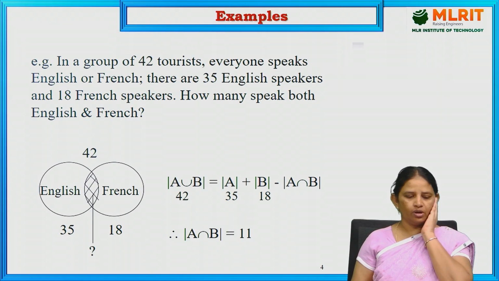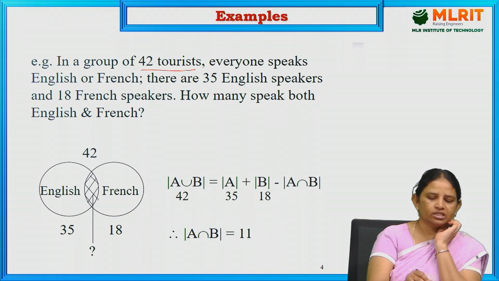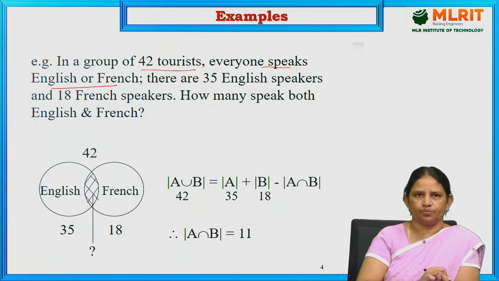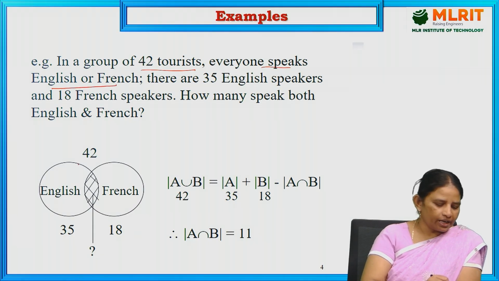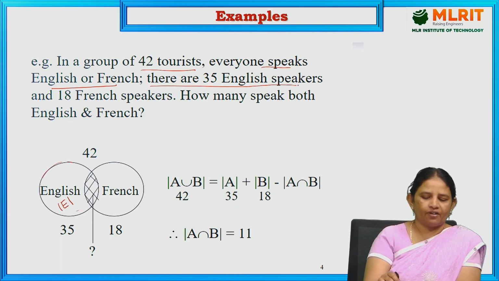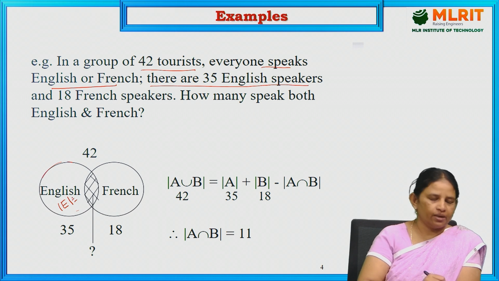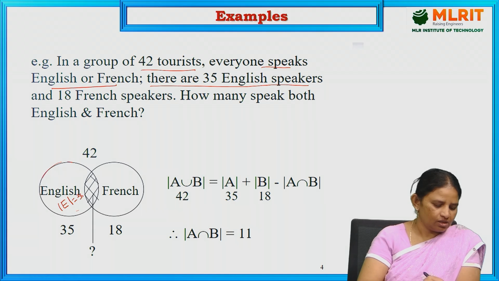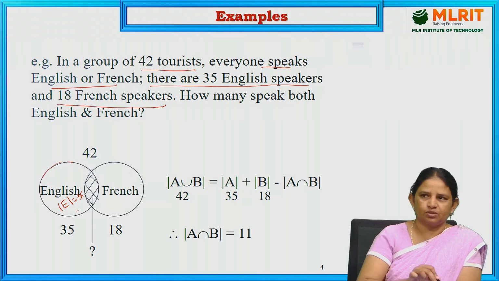Consider the example. In a group of 42 scientists, everyone speaks English or French. For English, we consider one set. This is called mod E. There are 35 English speakers. That means mod E, the number of English speakers, is 35. Next, there are 18 French speakers. That means mod F is equal to 18.